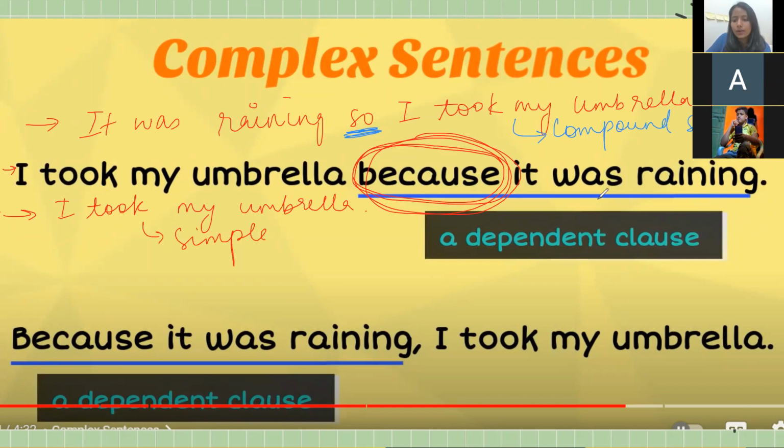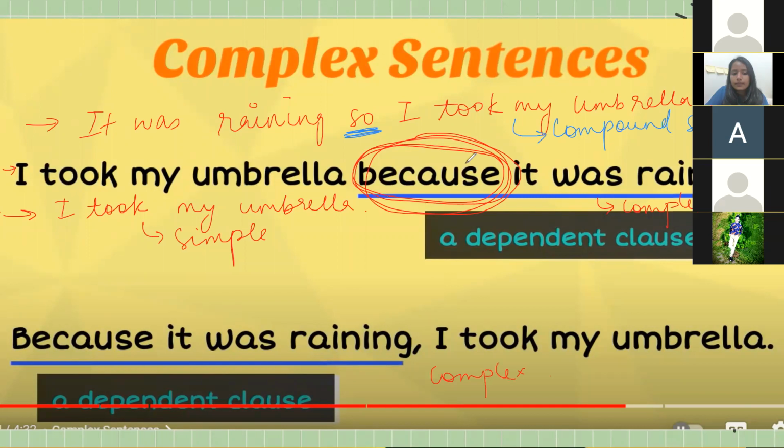And this one is the complex one. Even if you write the same sentence in a different way, "Because it was raining, I took my umbrella," this is also a complex sentence. Clear, all of you? Any doubts so far? If there are doubts, you better ask now, because then I'm going to ask questions.